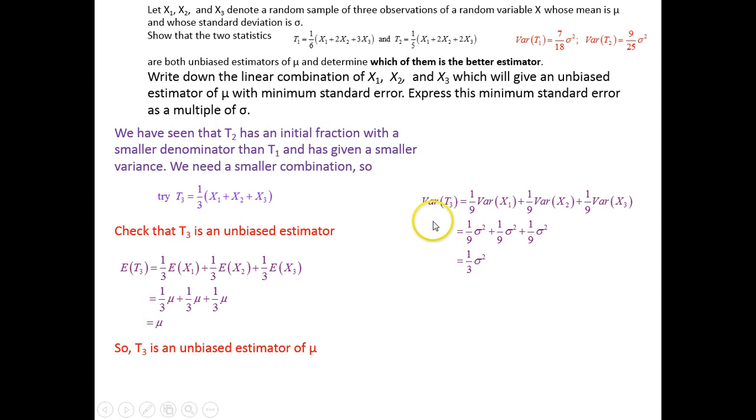Its variance, so we square the coefficient. So I've got 1/9 the variance of x1, 1/9 variance of x2, 1/9 the variance of x3. Each variance was sigma squared. So I've got 3/9, which is 1/3 of sigma squared. Now this is less than the variance of T2. Therefore, this is the smallest variance possible. So our standard error would be the square root of the variance, which would be sigma over root 3.